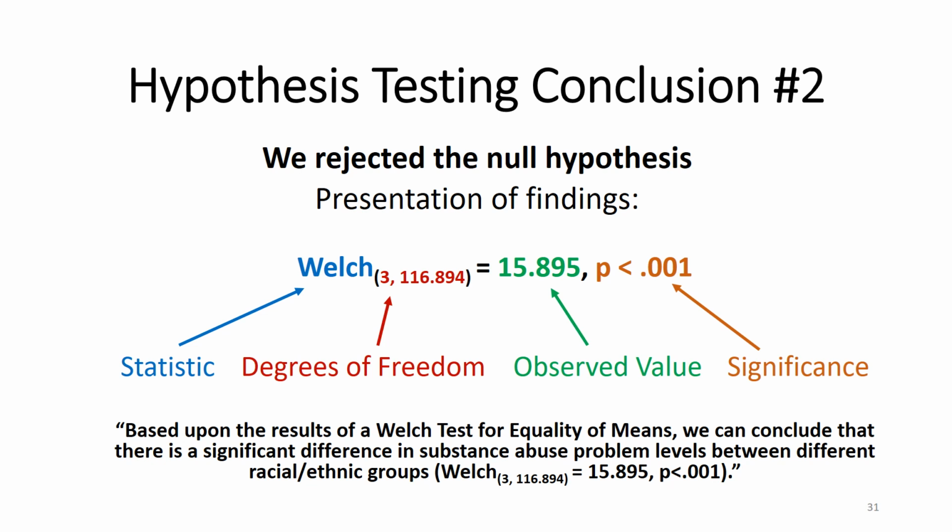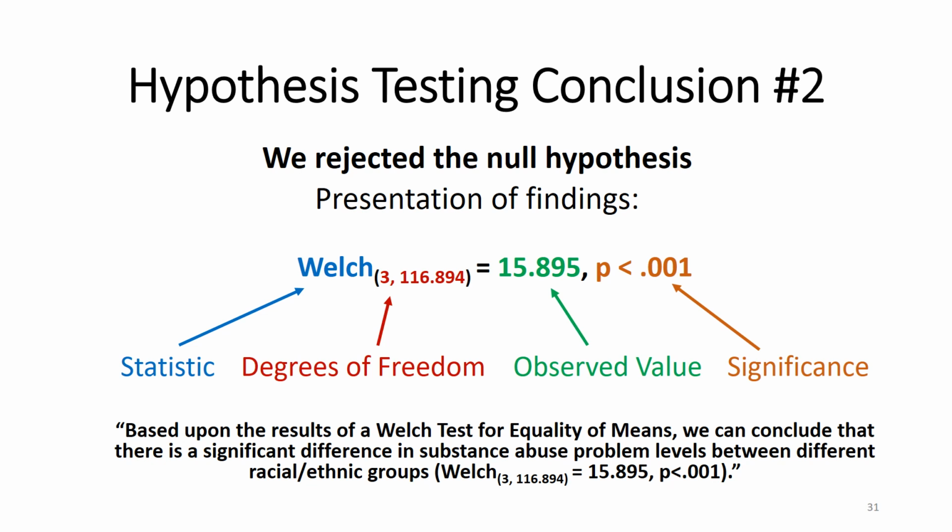So here, this is our overall conclusion. We can say we rejected the null hypothesis and we present our findings very similar to how we've done with other tests. The only difference here is since I was unable to assume equal variances and I had to turn to the Welch, you'll notice that in blue, I write the actual name of the statistic I ended up using, which is called the Welch statistic. Then I have the two associated degrees of freedom, the 3 and the 116.894. Then in green, I have the observed value of the Welch statistic. And then finally, I note that the significance is a p less than 0.001.